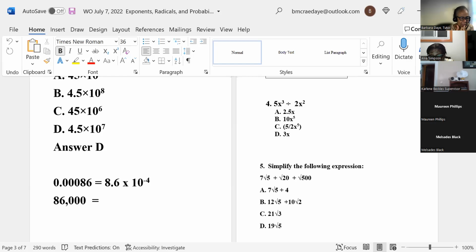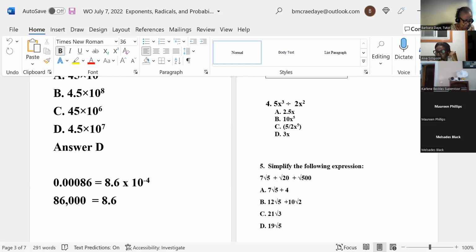You're gonna throw away the 6? Okay, so it would be 86. No, 86 is greater than 10. Where would your decimal point be? It would be between the 8 and the 6. That's right. So that would be 8.6. That's correct.